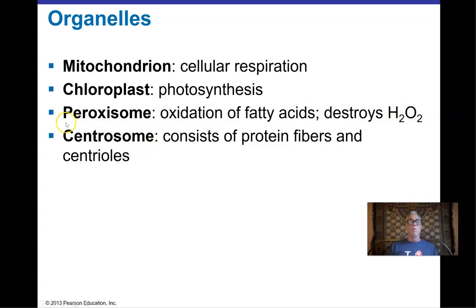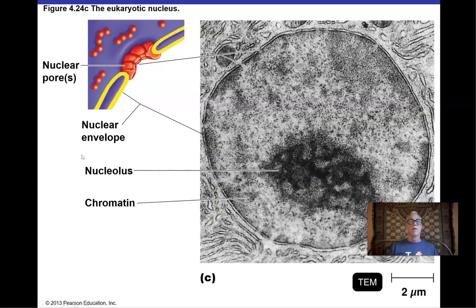The centrosome consists of protein fibers and centrioles. Centrioles are the place where all the ribosomes are being synthesized within the nucleus of a cell. So here's a picture of a cell nucleus, and I'm sorry, I misspoke. The nucleolus is the place where all the ribosomes are being synthesized.